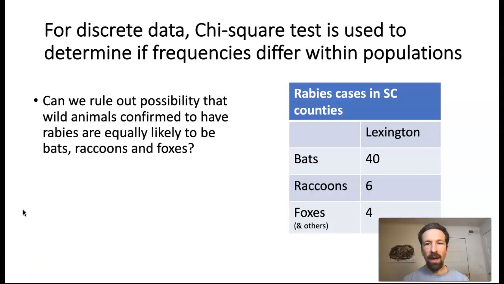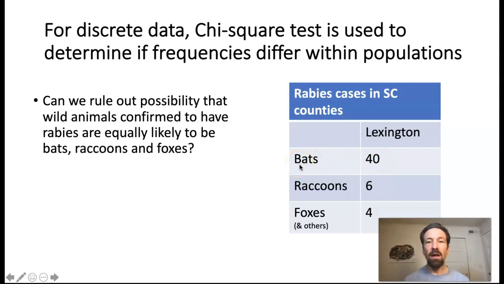So let's go back as an example and look at the rabies cases in Lexington County, South Carolina. Here we saw that there appears to be a higher relative frequency of bats collected with rabies than raccoons or foxes. And what we'd want to know here is, is this difference real? Can we reject the null hypothesis that the relative frequency is actually the same among these groups? If we can reject it, we could say that bats actually have a higher relative frequency.